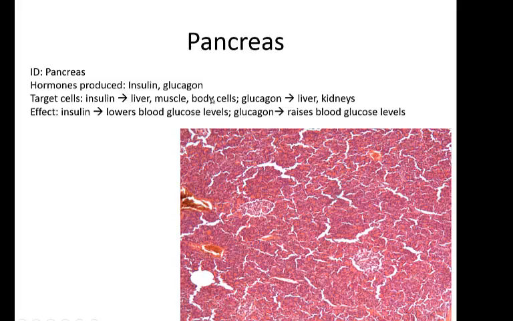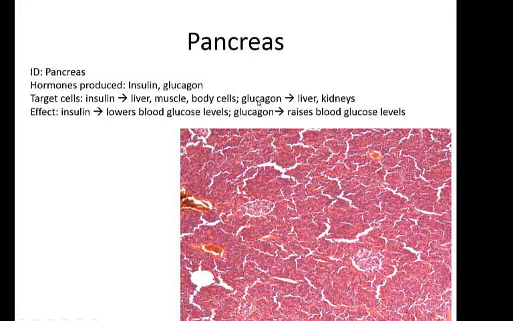They affect most all cells in the body, insulin does. Glucagon, the target cells for glucagon would be the liver and kidneys. And these two hormones are going to do exact opposite things. Insulin is going to lower blood glucose levels because it's going to tell the liver and the muscle and the body cells to take glucose inside and store it, in the case of liver and muscle, and it stores glucose as glycogen, if you'll recall. And it tells the body cells to take glucose inside so the body cells can use the glucose to make ATP. And so insulin lowers blood glucose levels.